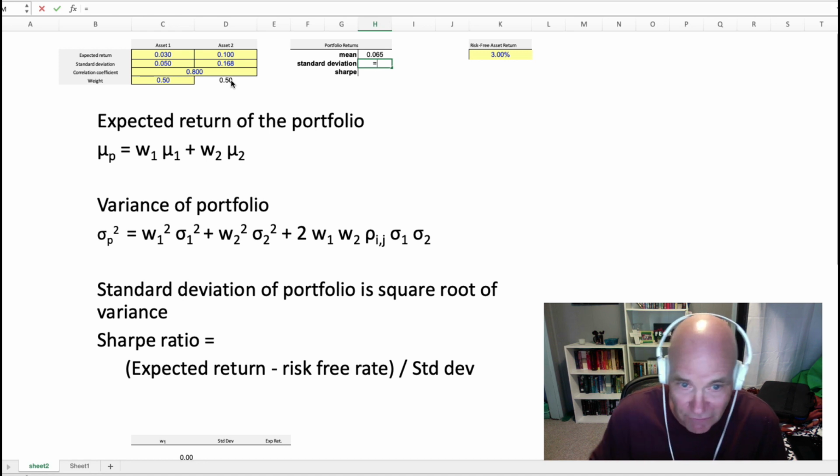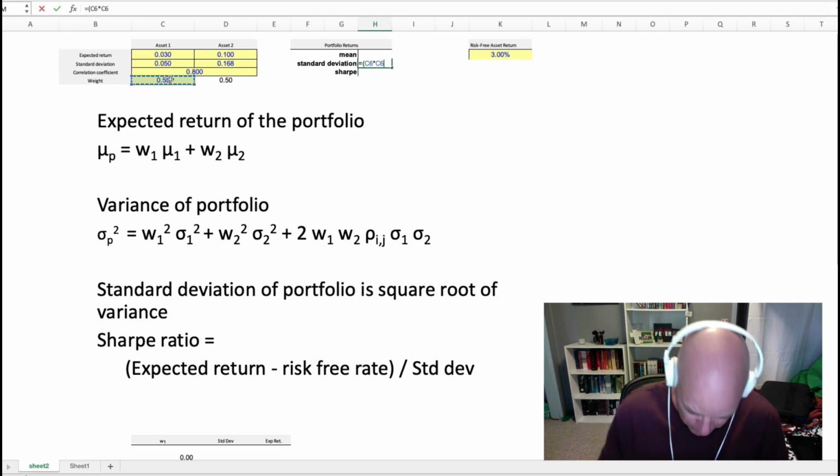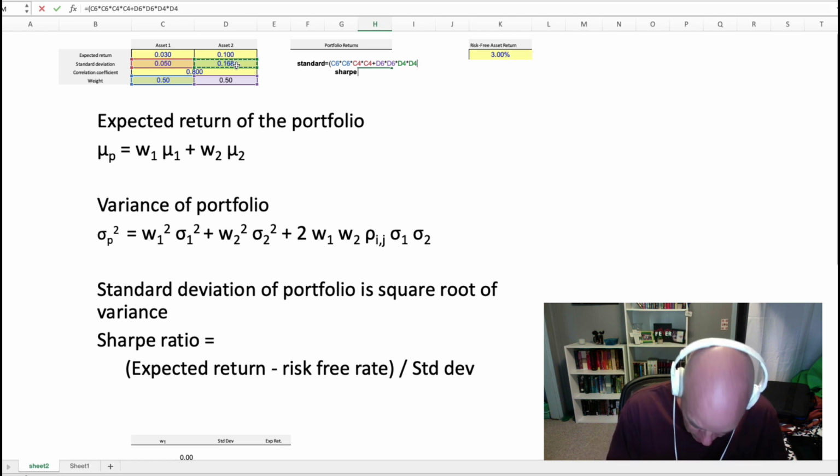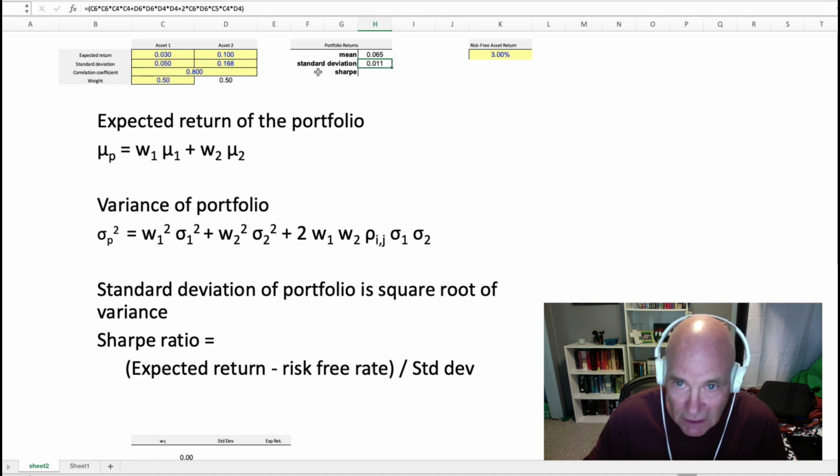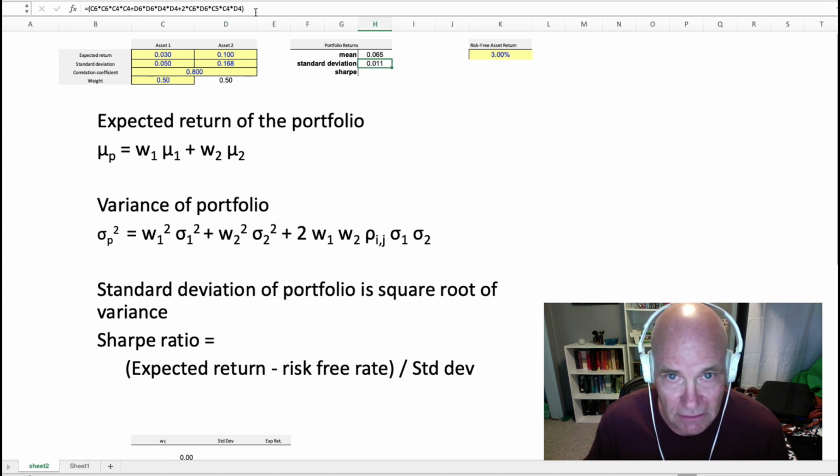I'm going to start by writing the variance, and I'm going to put that into parentheses. So it's the weight of asset 1 squared times the standard deviation squared, plus the weight of asset 2 squared times the standard deviation squared. Then we have the final term of 2 times the weight of 1 times the weight of 2 times the correlation coefficient times the standard deviation times the standard deviation. All right, there's the variance, which still isn't our standard deviation, but we got a variance, so take the square root of that.